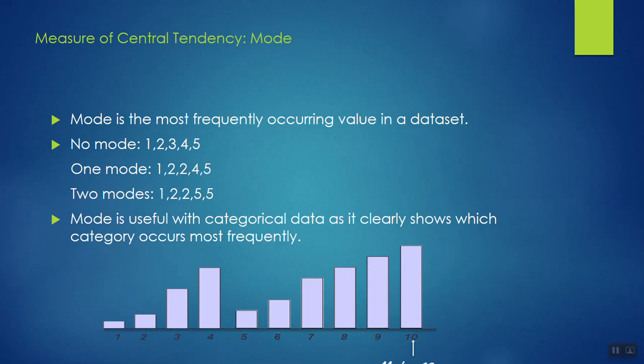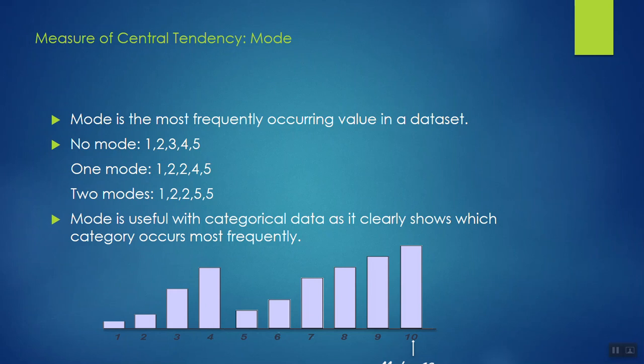Mode is a frequently occurring value in a dataset. There can be no mode, one mode, or two modes and so on. Here we can see that we have a series of numbers 1, 2, 3, 4, 5, and here we have no frequently occurring value. So we have no mode. In this series 1, 2, 2, 4, 5, we have number 2 twice. So we have one mode. And in this series we have number 2 twice and number 5 also twice. So we have two modes here.